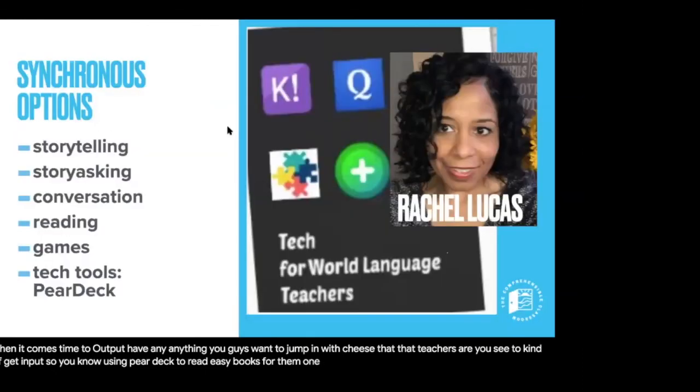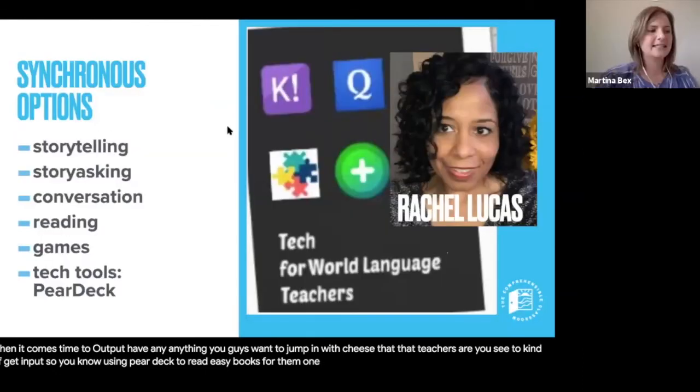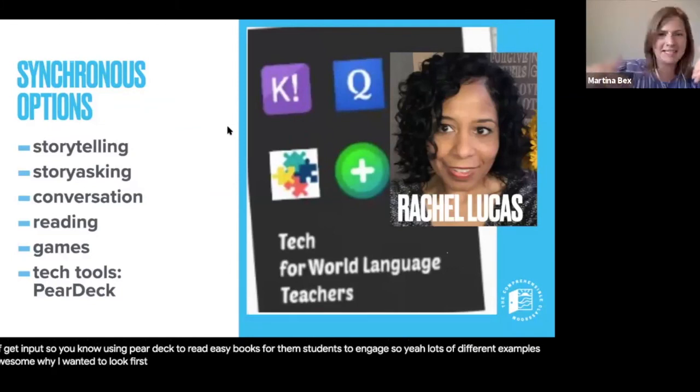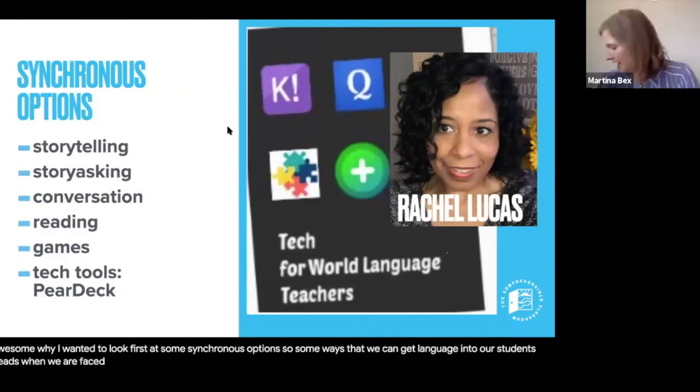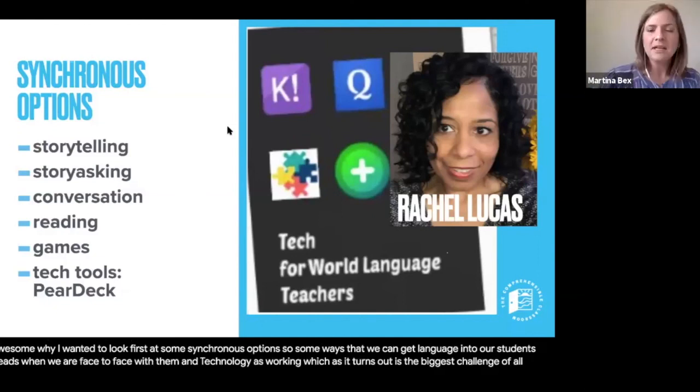Awesome. Well, I wanted to look first at some synchronous options. So some ways that we can get language into our students' heads when we are face-to-face with them and technology is working, which as it turns out is the biggest challenge of all. So we can tell our students stories and, oh gosh, I thought I had my whiteboard up here, but I don't. It's not one of the little lap boards. I have one that's a little bit bigger, but even if you have a little whiteboard, that would do the trick. I like to tell stories and just draw on a whiteboard while I'm telling them.